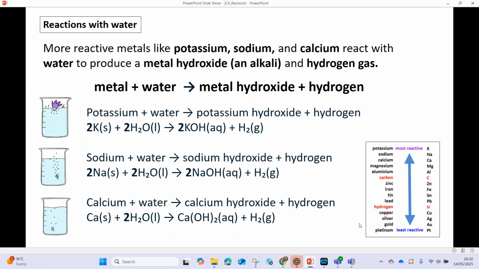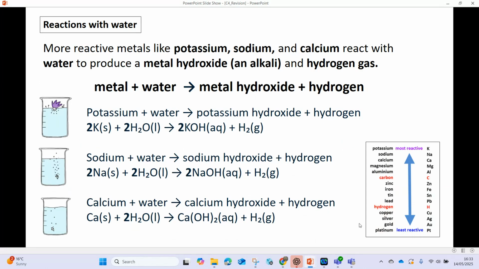Metals are also going to react with water. The more reactive metals like potassium, sodium and calcium react with water to produce a metal hydroxide, which is an alkali, and hydrogen gas. There you can see the general word equation for a metal reaction with water. We have metal plus water react to make metal hydroxide and hydrogen. And the alkali metals are very reactive with water, and you'll learn about that in C1.